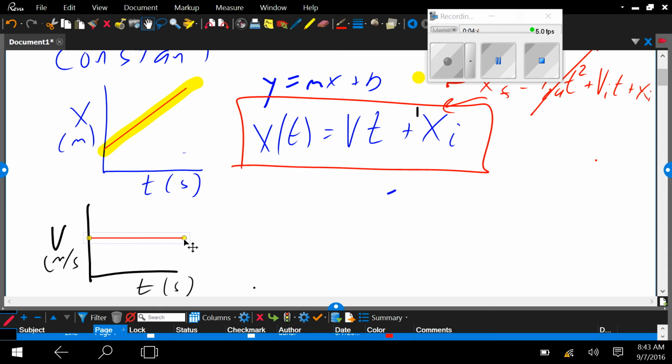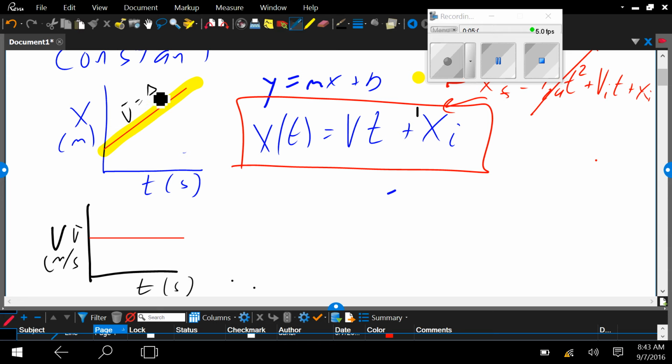And the y-intercept, what's the y-intercept? The initial. Yeah. It's my average velocity from up above, right? So whatever my slope was here, that is now my y-intercept down here.